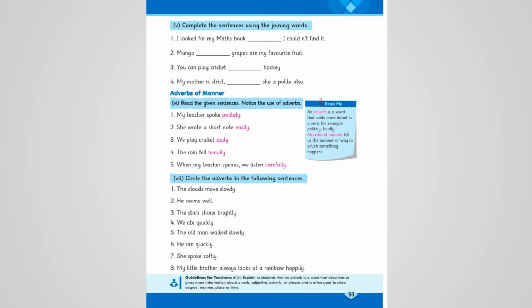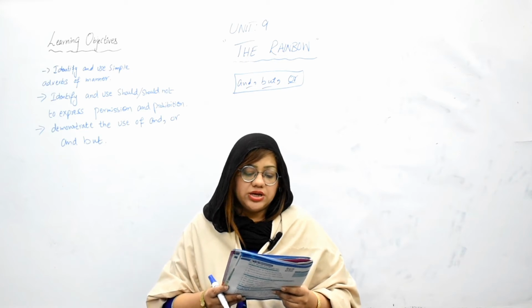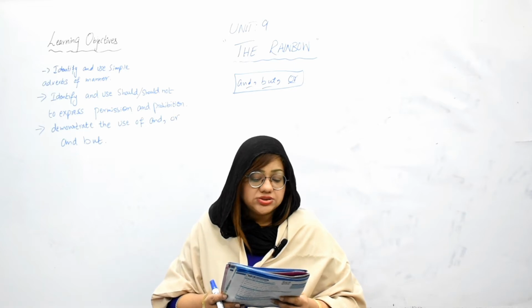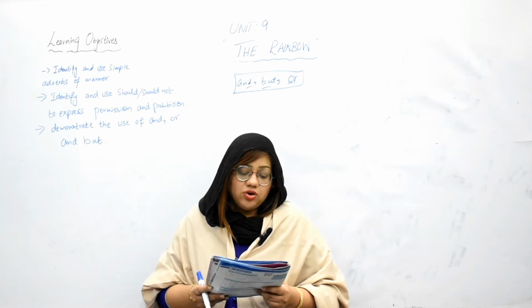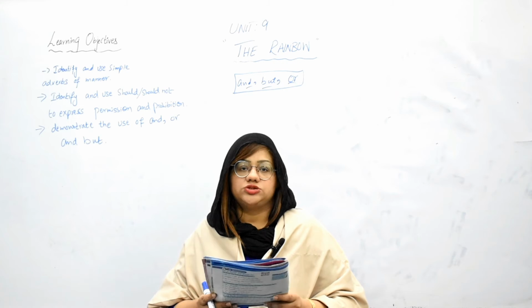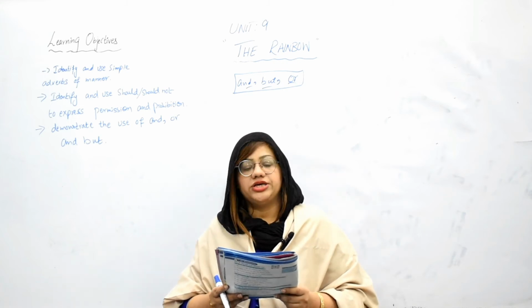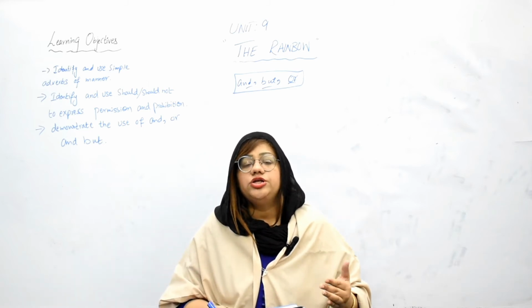Now look at page number 93. Complete the sentences using the joining words. I'm reading that one. I looked for my maths book, but I couldn't find it. Mango and grapes are my favorite fruit. You can play cricket or hockey, because in the sentence there is a choice. If there is a choice, you can use "or."